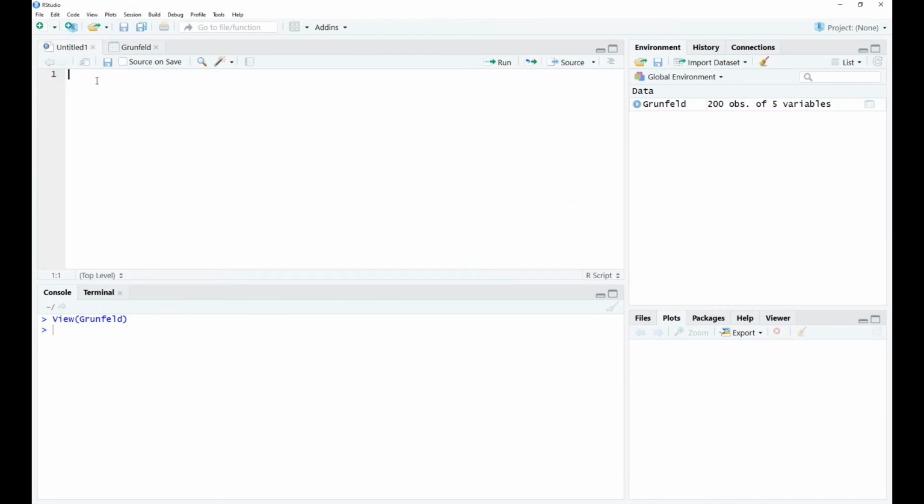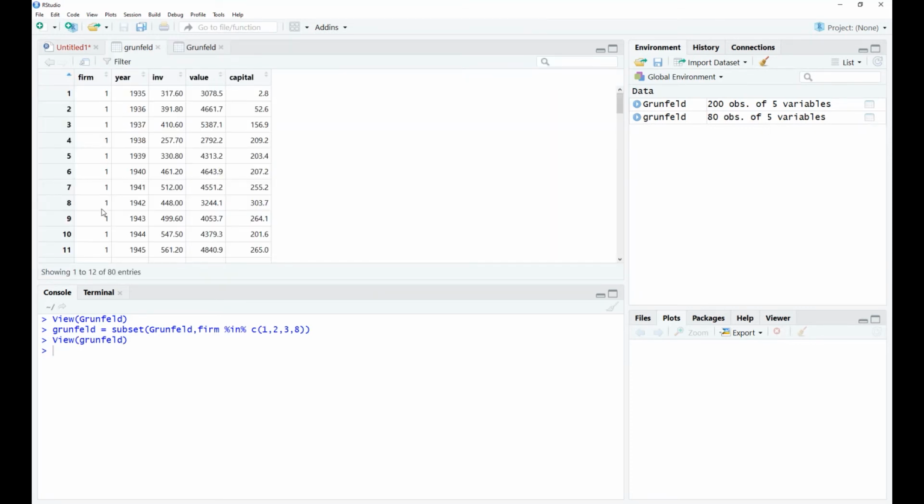So we are only interested in firms 1, 2, 3, and 8. So let's start subsetting our data to only extract those firms. We write Grunfeld equals subset, Grunfeld, comma, firm %in% c(1, 2, 3, 8). So now we have a data set with 80 observations, and we have only the firms of interest to us.